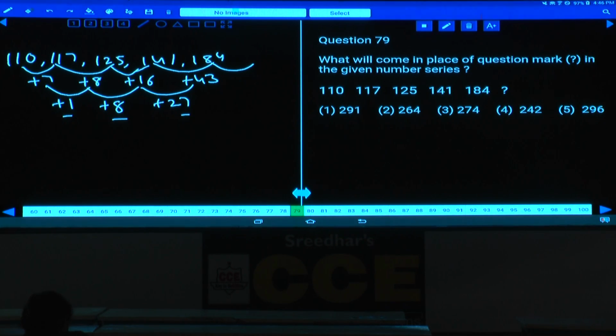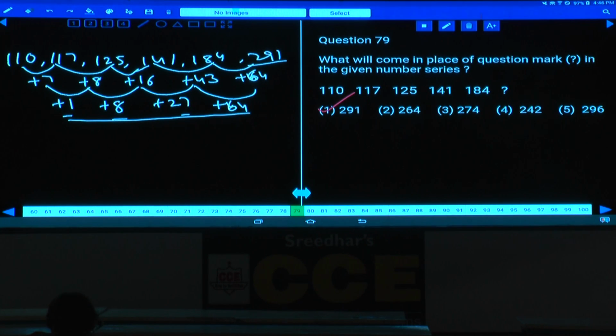What are these numbers? 1, 8, 27 cubes. 1 cube, 2 cube, 3 cube. Next, how much should be added here? 4 cube. What is 4 cube? 64. And 64 plus 43, 107. Now 107 plus 184, 291, that is choice 1. Done with this? Now this is about question number 79. The difference of differences are perfect cubes. 1 cube, 2 cube, 3 cube, 4 cube are added.